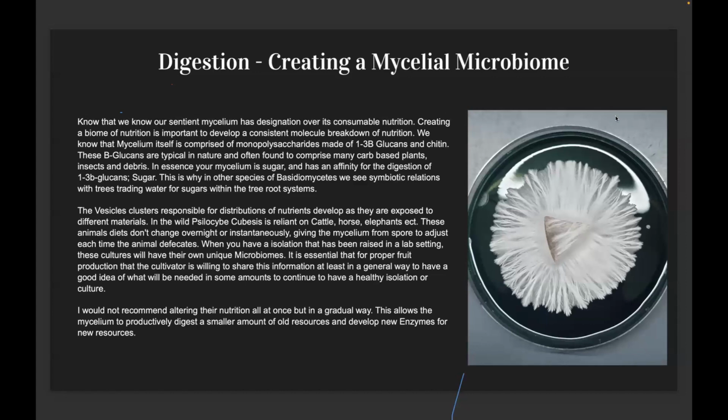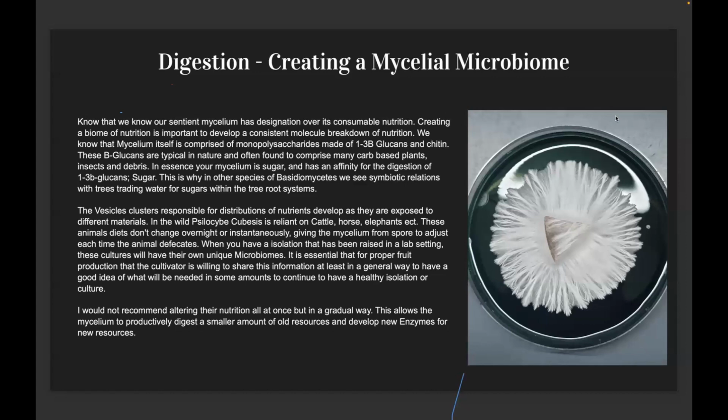But we know that the vesicle clusters are responsible for distribution of nutrition. They develop these enzymes, this enzymatic process, which is released. They break down the debris, right? So those enzymes are specific to what they're coming in contact with. So cubensis, obviously reliant on cattle, horse, elephants, other bovine in the wild. These animals do not change their diets instantly.